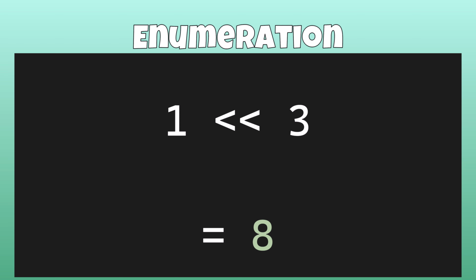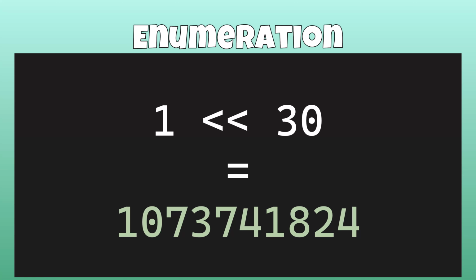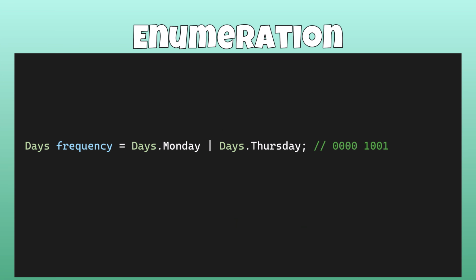If you have a lot of values in your enum, it becomes easier to read and avoids typing errors with large numbers. For example, for the 30th value, if you take a 1 shift 30 times to the left, it's still easier to read than this large number. To assign several values to a frequency variable, we can use the OR operator. For example, here in frequency we can select Monday and Thursday by putting an OR between Monday and Thursday.